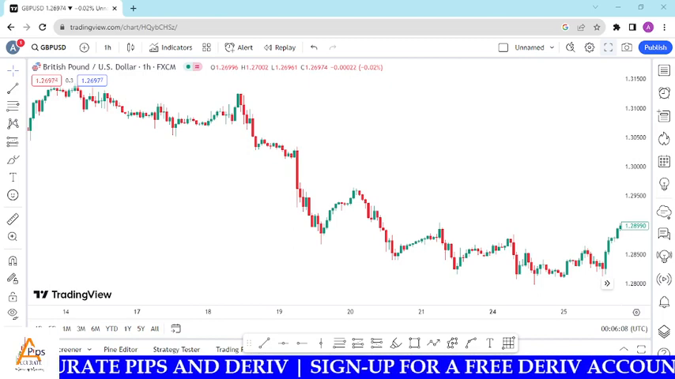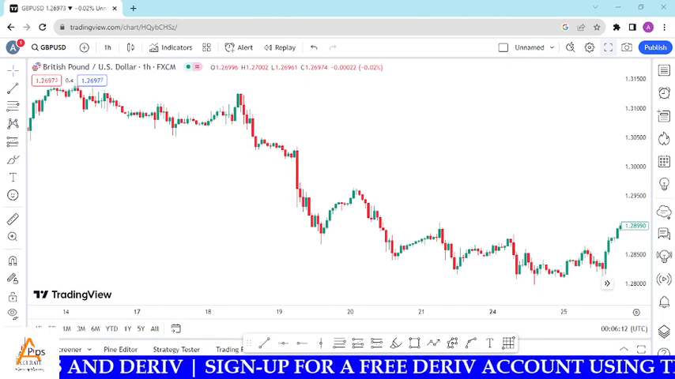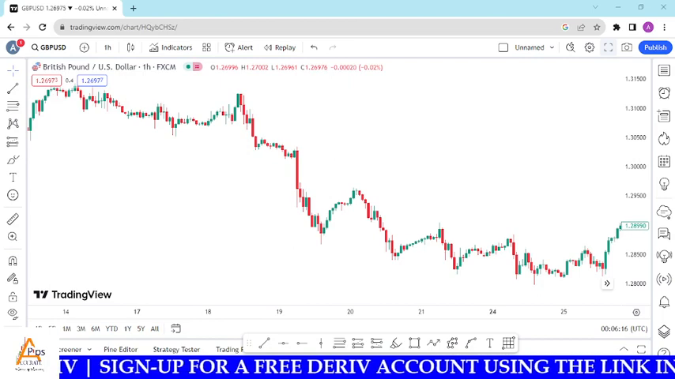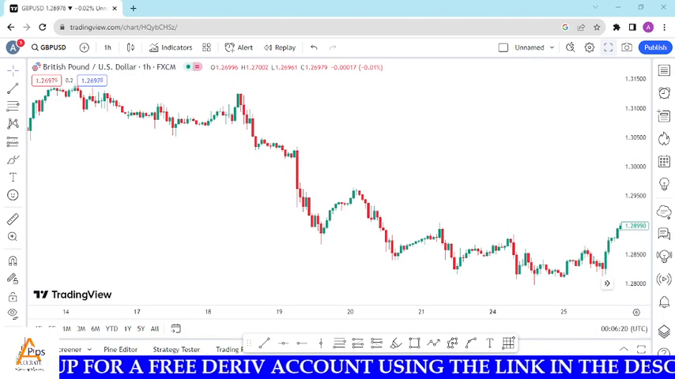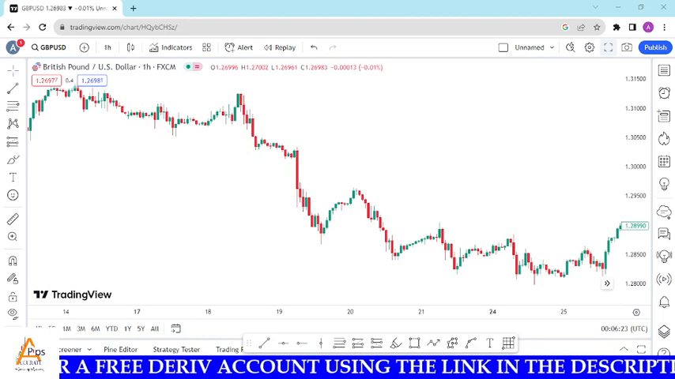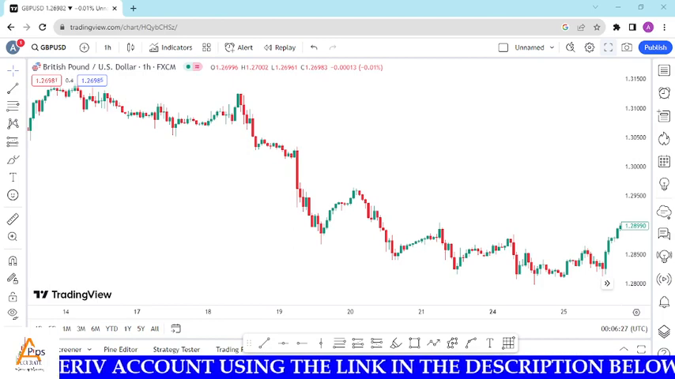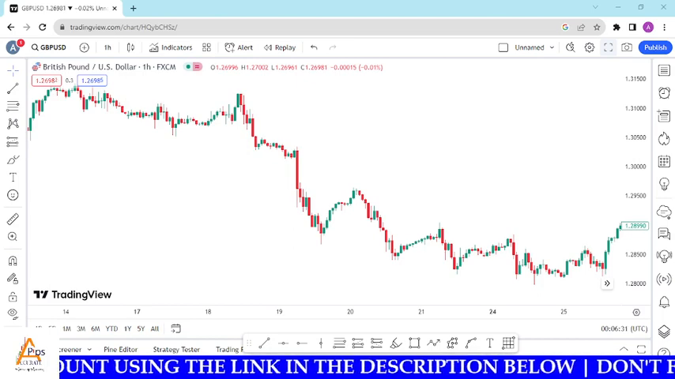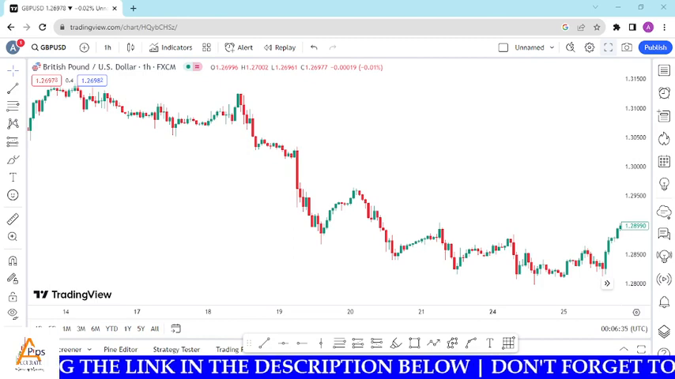Remember, we have learned a unique way of marking structure, and we have also learned how to identify valid change of character, valid break of structure, and IDM. Now smart money traps is a special type of liquidity that has to do with invalid break of structure, invalid order blocks, and invalid change of characters.